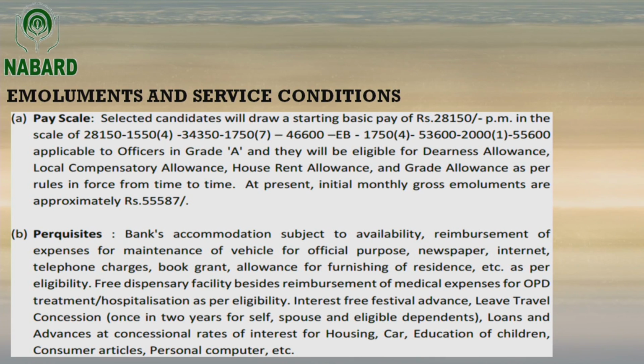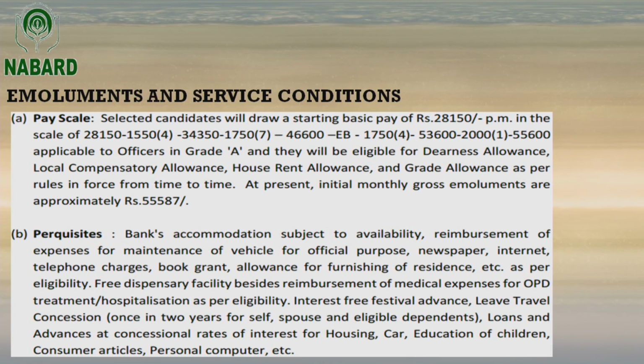Next slide talks about the emoluments and service conditions. Students, as you all know, emoluments are regarding your salary, which you will draw and what salary exactly you will be drawing at the time of recruitment. That is your pay scale and perquisites. Students, as in the slide, it's clearly mentioned that the selected students will be getting a basic pay from 28,150 per month in a scale of whatever the basic requirements are. Along with that, the eligible candidate will also get dearness allowance and local compensatory allowances. That will be included, which makes emoluments approximately 55,587.